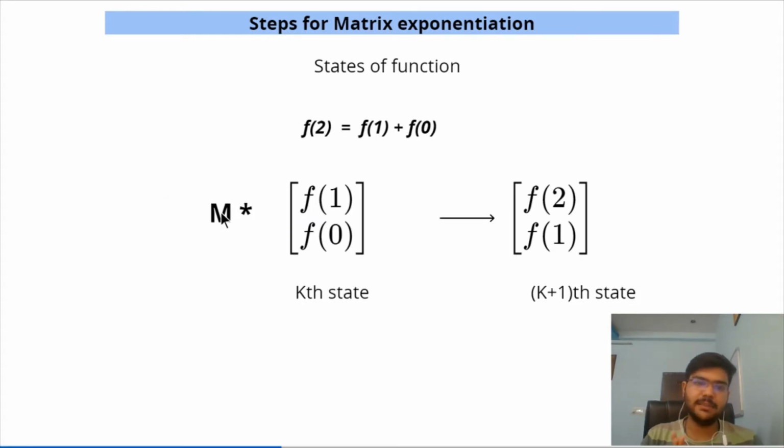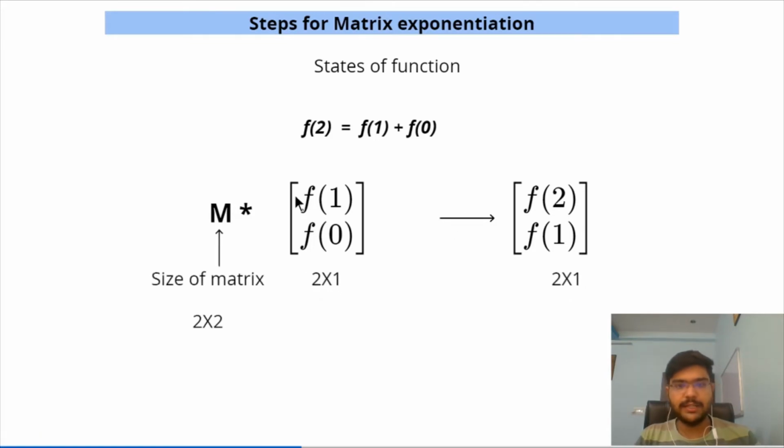Suppose we take some base conditions and we want to reach this state: from f1 we want to reach f2 and from f0 we want to reach f1, which is the k plus 1th state of this kth state. So we can write the vector of this in the form of a matrix, a 2 cross 1 matrix, and we want to reach here, which is also a 2 cross 1 matrix.